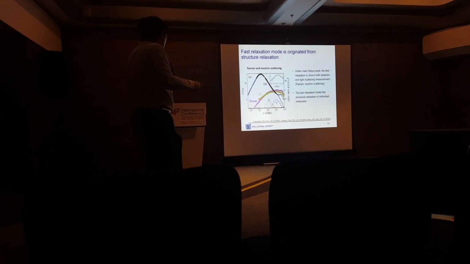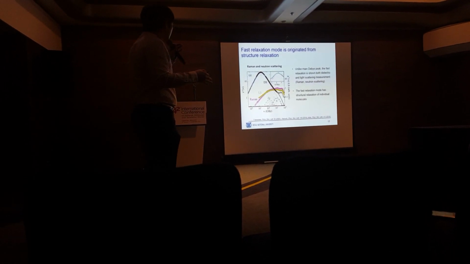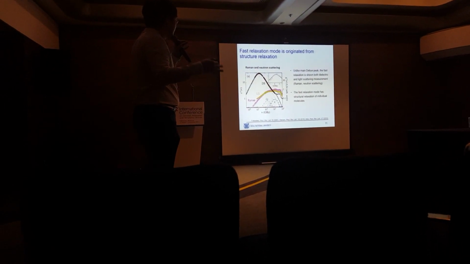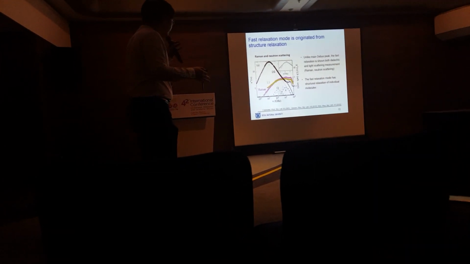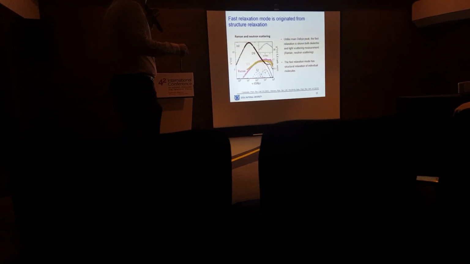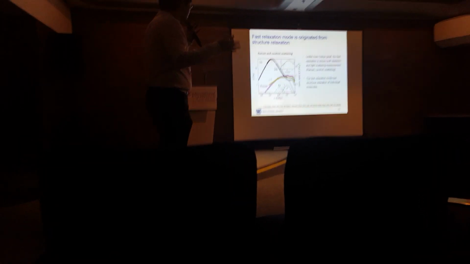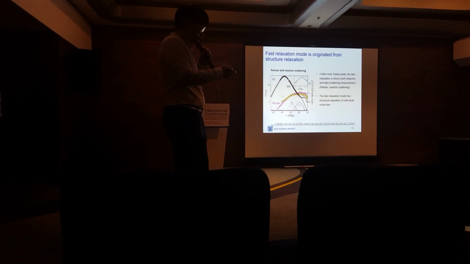Recently, scattering measurements like Raman and neutron scattering also observed the fast relaxation mode in the THz region. From these scattering measurements, people think the fast relaxation mode comes from the structural relaxation of the hydrogen bonds of individual molecules.